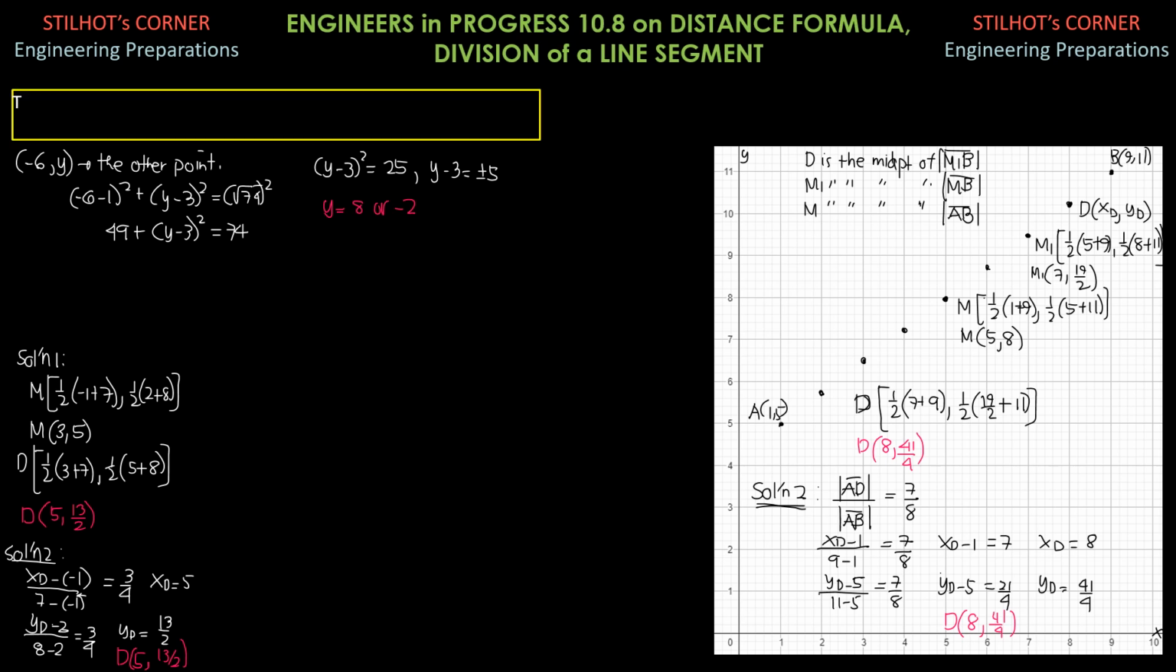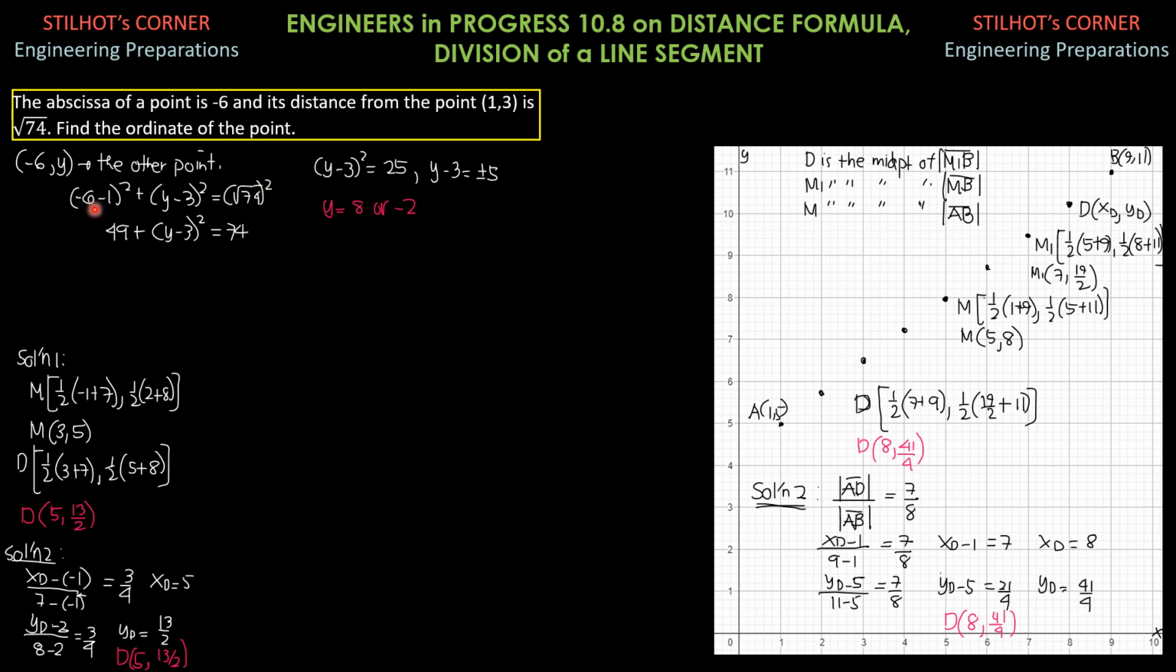So problem 26, the abscissa of a point is negative 6 and its distance from the point (1, 3) is square root of 74 units. Find the ordinate of the point, or find the y coordinate of the point. So let's denote the other point as (-6, y). We are looking for y. By distance formula, negative 6 minus 1 quantity squared plus quantity y minus 3 squared is equal to the distance, square root of 74, squared.